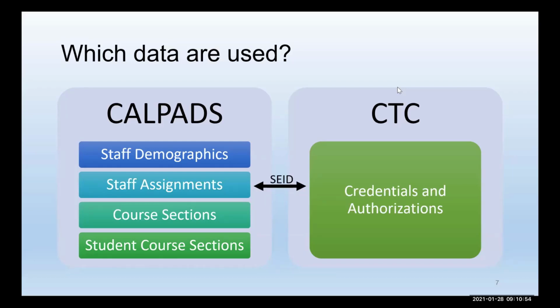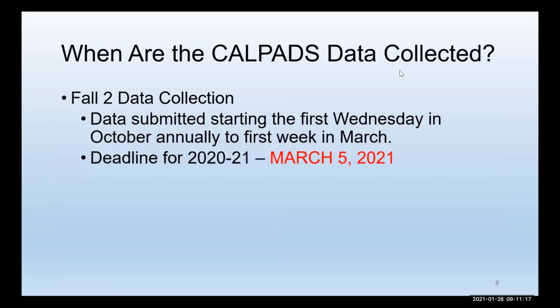Obviously, the staff assignment and staff demographics files contain the statewide educator ID, and that is the common link between CALPADS data and the staff and course data that you report, and the Commission on Teacher Credentialing credentials and authorizations for that specific educator. The CALPADS data are collected during our Fall 2 data submission.